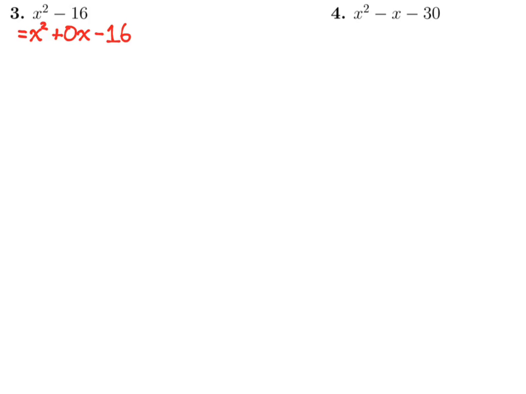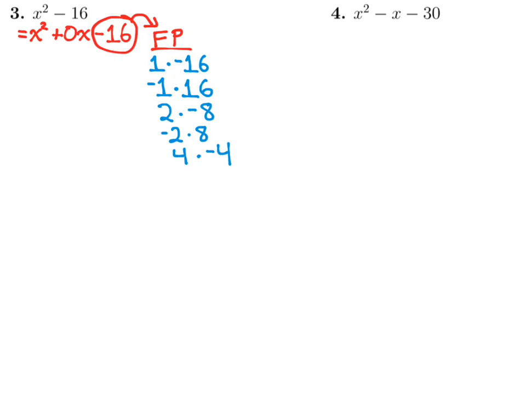Hey, welcome back. First of all, the key is noticing that you're missing a 0x in there. Once you've done that, hopefully you've noticed negative 16 is the magic number. You're looking for factor pairs of negative 16. There are 5 sets of factor pairs of negative 16. Since we're trying to get to 0, 4 and negative 4 was the winner.